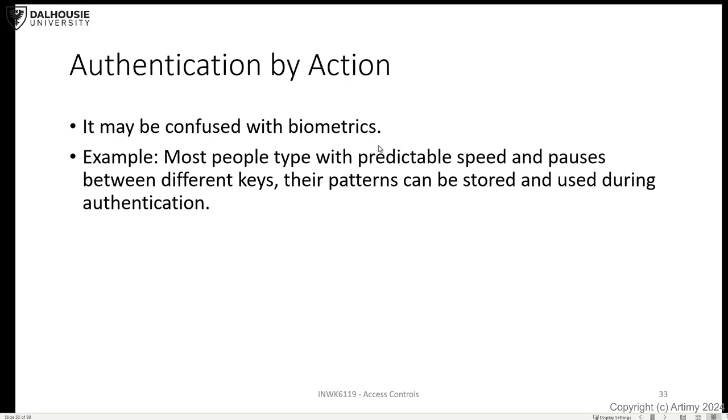Actions, as I said, are sometimes confused with biometrics. The way you talk, the way you type on the keyboard, is unique to people and hard to imitate, so it can be used for authentication. But imagine this is a little bit difficult to use also, right? What are the systems that will detect the way you type? That's a little bit hard to implement as well, but you can.